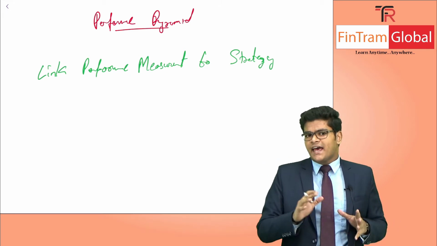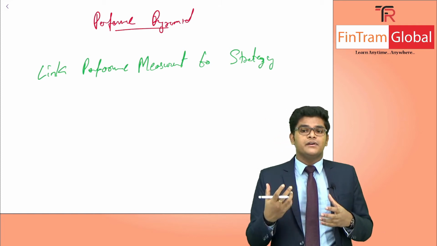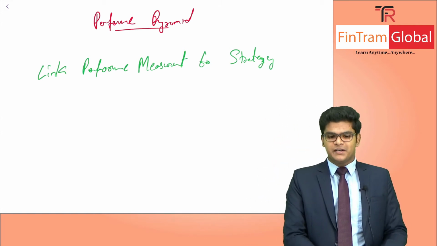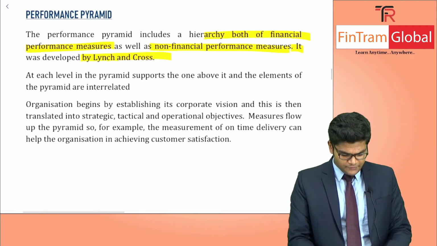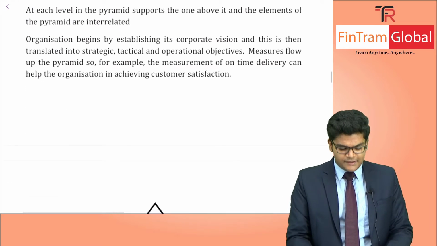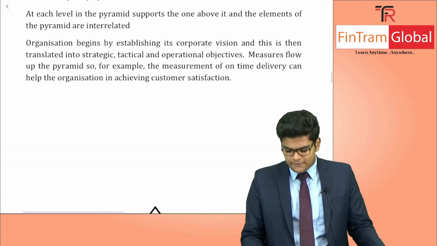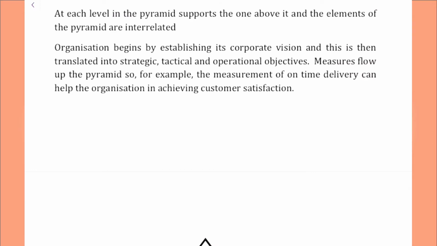Now, we can only understand this a bit better if we take a look at the figure of the performance pyramid, which is kind of cool. It exactly looks like a pyramid, but there are a few things that we should read before that. First of all, each level in the pyramid supports the one above it, and the elements of the pyramid are interrelated. Okay, an organization begins by establishing its corporate vision, and this is then translated into strategic, tactical, and operational objectives.